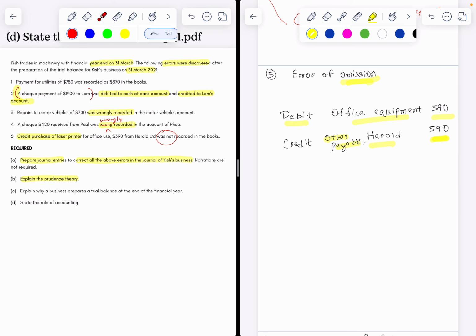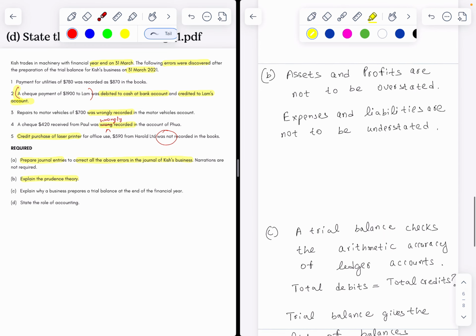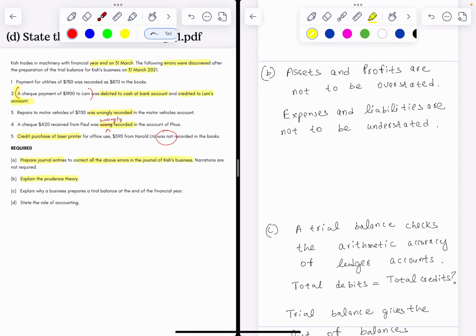So that is why we are crediting the account for Harold by $590, okay? All right, so now let's look into part B.